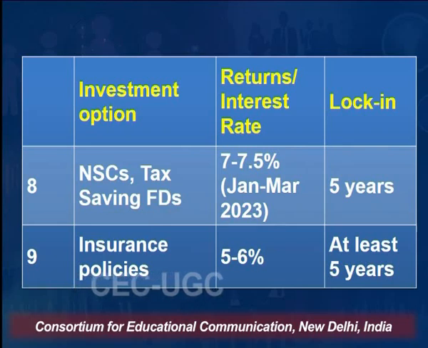And the present rate of interest, if you go by the January 2023 figure, varies from 7 to 7.5%. Depending on your age and the investment you are making in a bank, these saving FDs give you a return of 7 to 7.5%, and even on the National Savings Certificate the return is 7%. But the lock-in period is 5 years. In the NSC it is even higher. This 5-year period is for tax saving fixed deposits.